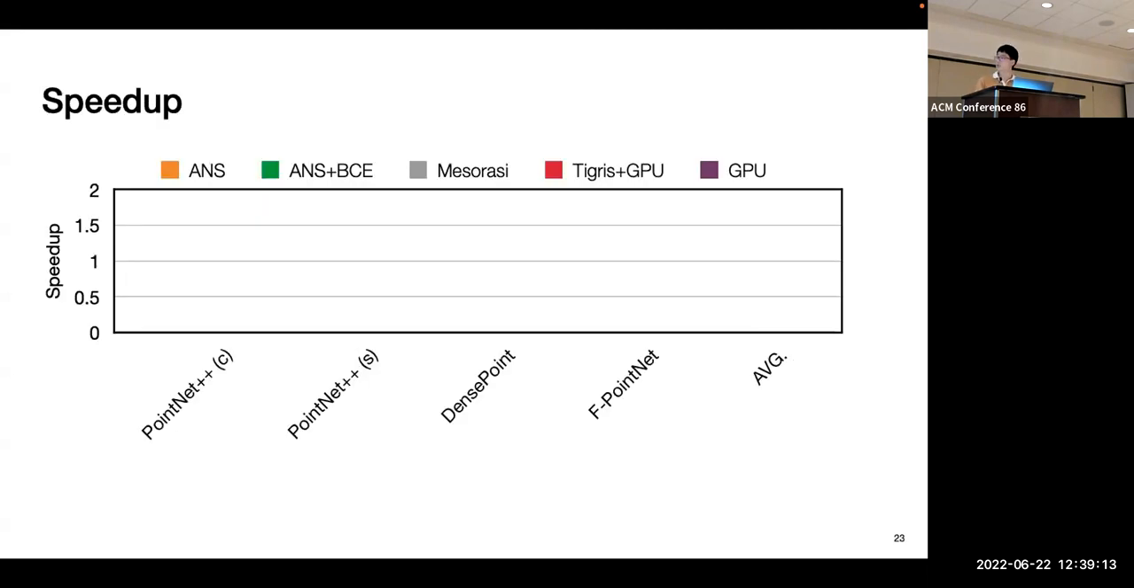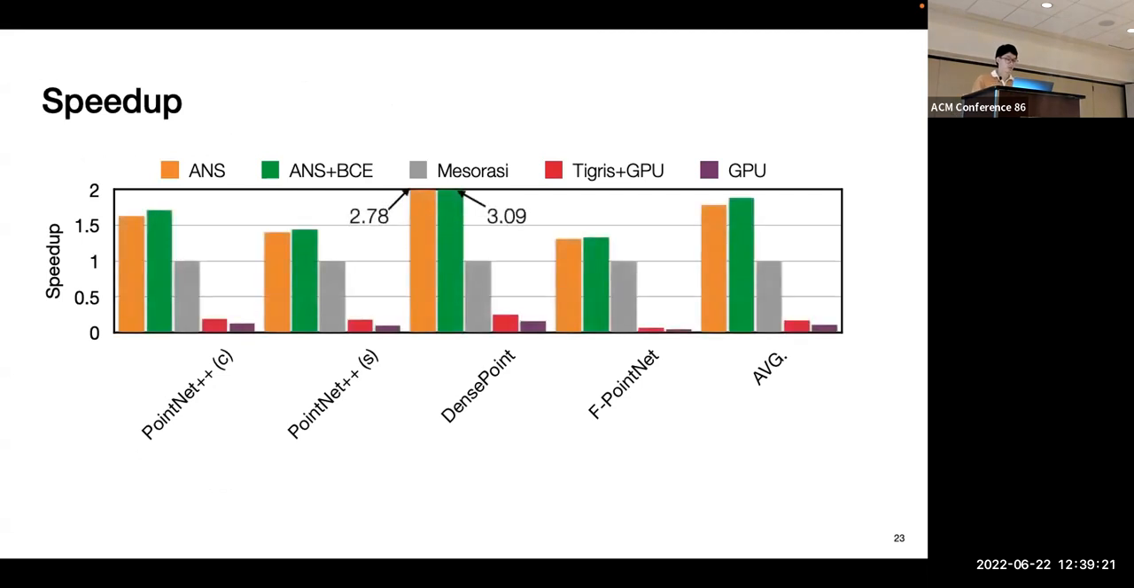And let's see the speedup. Here the x-axis shows different networks and the y-axis shows speedup. As you can see, our approximate neighbor search can achieve 1.7 times speedup, and approximate neighbor search plus bank conflict elision can achieve 1.9 times speedup. And as we can see here, the dense point has high speedup because it's dominated by the neighbor search.